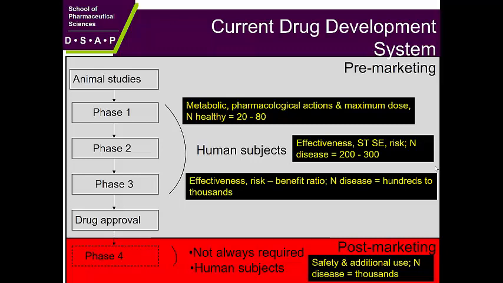So once the drug is marketed to the general public, usually a good health system would have a phase 4 study, which is post-marketing surveillance. It's not always required, but is now increasingly being asked, so that we can monitor the safety and any additional use of the new drugs. These can be patients who have the disease and are using the drug. It can be numbered by thousands of patients.